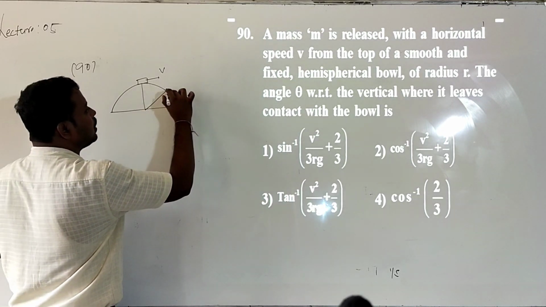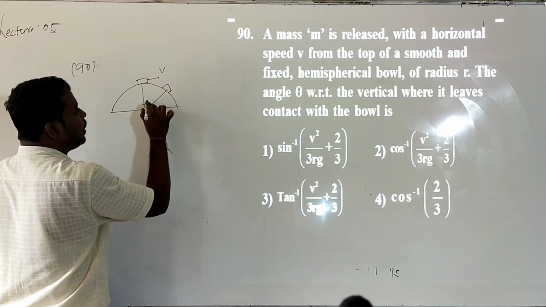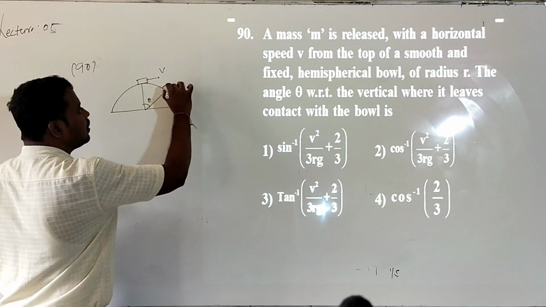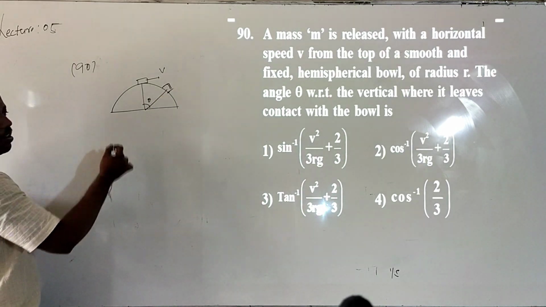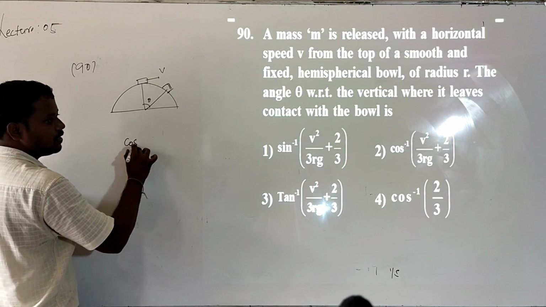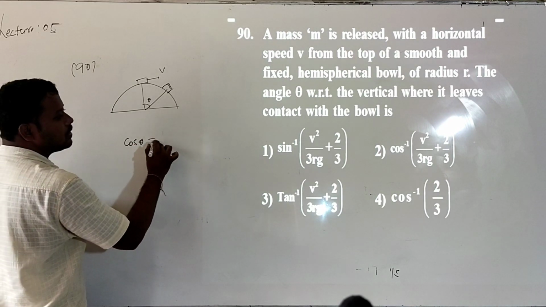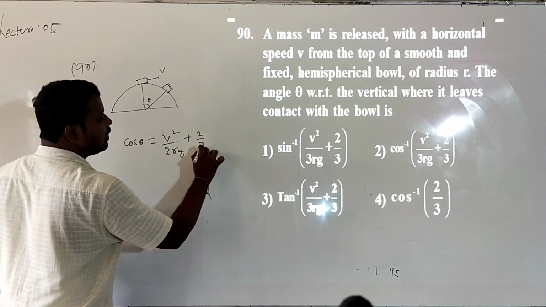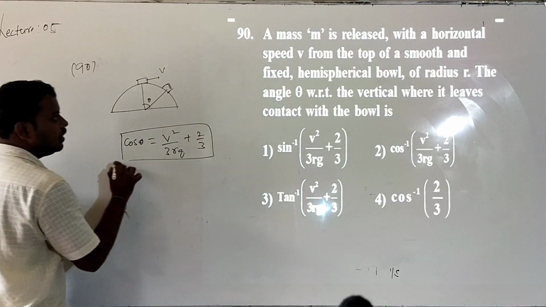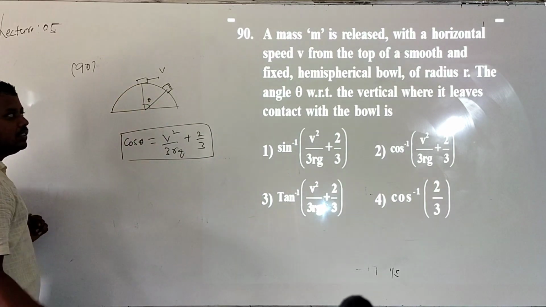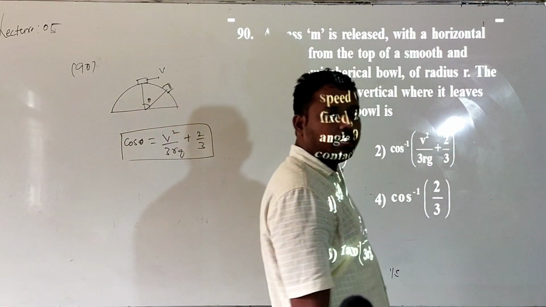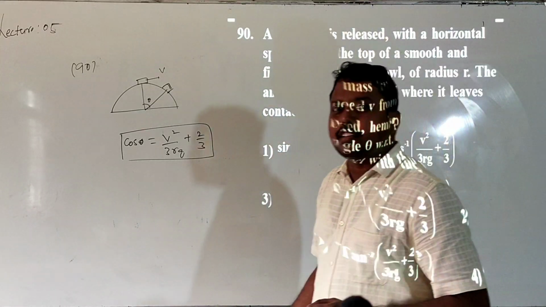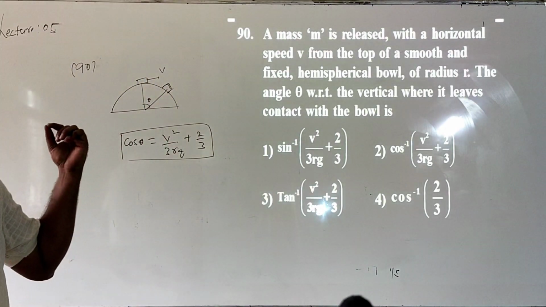They are asking us to calculate the angular position, the angular displacement theta, at which the body will slip out. So in order to slip out, what is the condition? We wrote this: for slipping out, cos theta is equal to v square by 3 r g plus 2 by 3. We derived this. So what is the theta value? Theta is the angle made with the vertical from which the body will slip out. Can you remember this? If that concept is understood, you can directly write it. Otherwise it takes a minimum of 5 minutes to solve this.